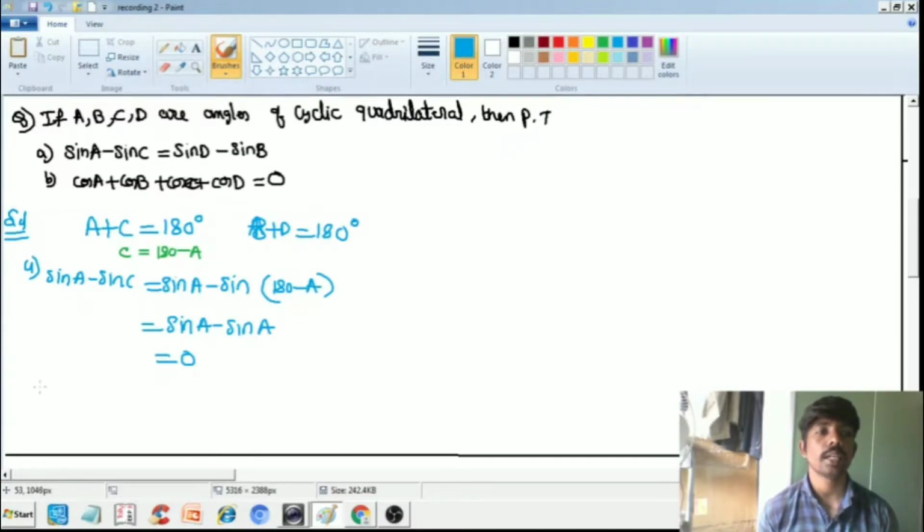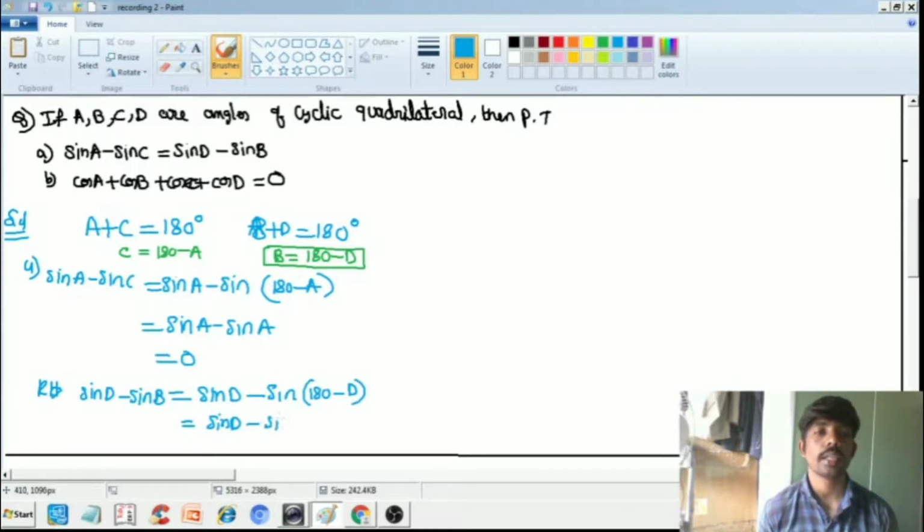This is LHS. Next, RHS is sin D minus sin B. Sin D I am writing as it is, sin D minus, and from here in the place of B I can write 180 minus D. So I am substituting here in the place of B, 180 minus D. Now the solution will be sin of 180 minus D. 180 minus theta is the second quadrant, where sine is positive, hence we can write it as sin D minus sin D, hence 0.